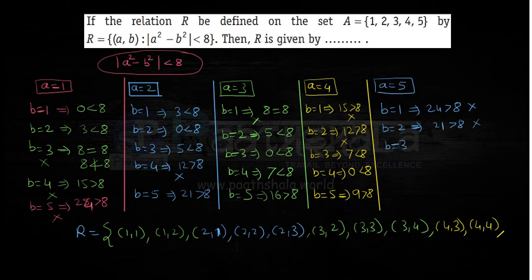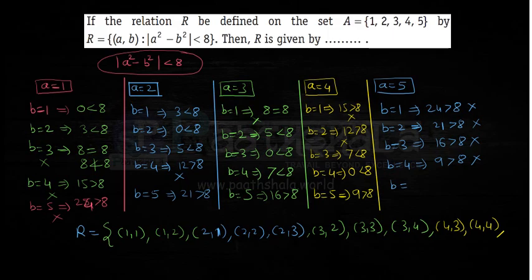B equals 3. So 5 square is 25, 3 square is 9. So it will be 16, which is also greater than 8. Hence it is not a valid pair. For B equals 4, it is 5 square minus 4 square, that is 25 minus 16, which is 9, which is also greater than 8. Hence it is not a valid pair.